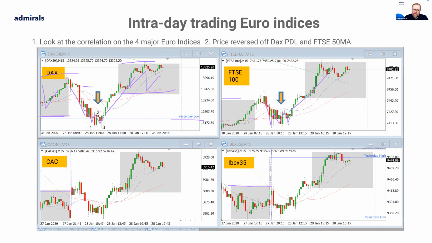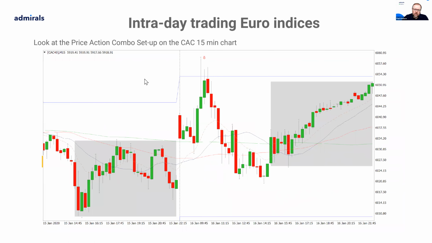As I said, it's not as clean and pretty as when the US indices are operating, but welcome to trading. Ideally you're looking to focus on the DAX and look at how that impacts the others and how they run with the DAX. But what I can do here is show some examples of price action combination setups.